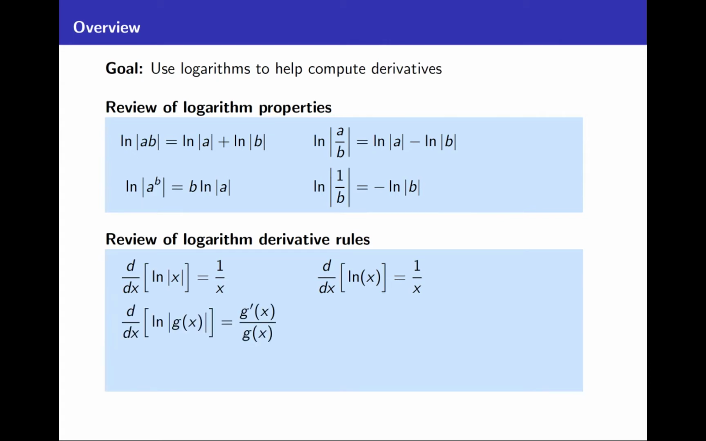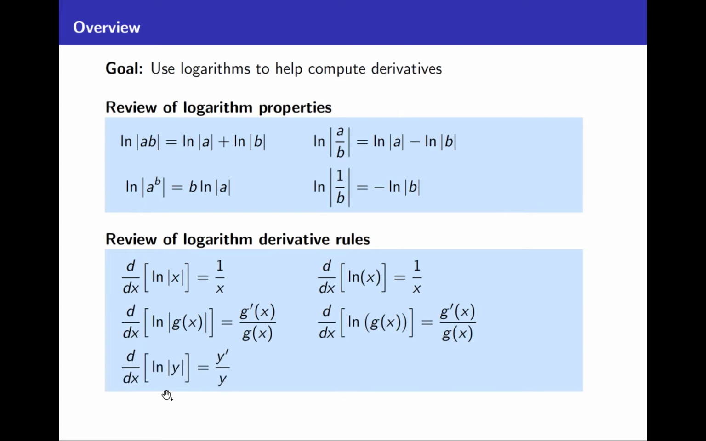Applying the chain rule to this rule gives the derivative of ln of the absolute value of a function g of x equals 1 over g of x times g prime of x, or just g prime of x over g of x. And if g of x is always going to be positive, or if maybe we don't care about the x's that make it negative, we'll sometimes write this as the derivative of ln of g of x equals g prime of x over g of x without the absolute values. But for the most part today, we're going to stick with the absolute values.